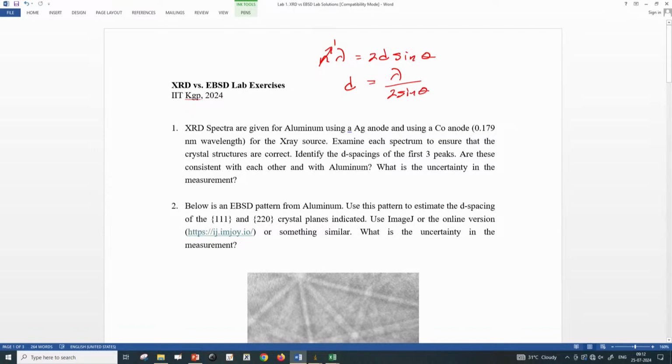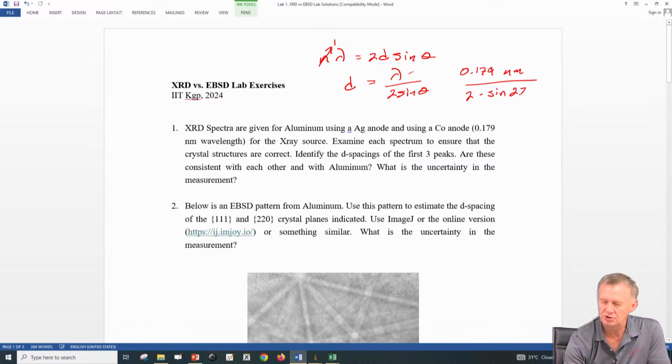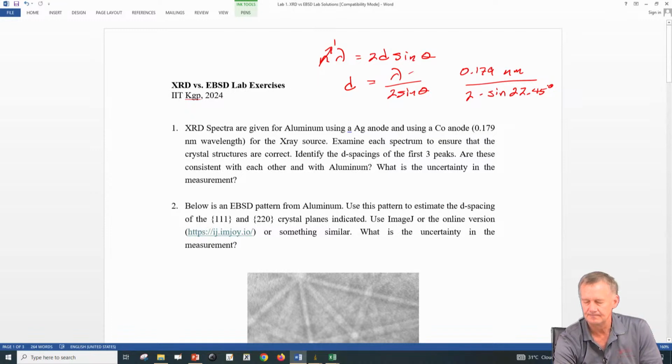All right, so real simple. So we know this value, 0.179, that's nanometers. What do we say, 22.45, is that what we said? So what value do we get? Somebody have a calculator?